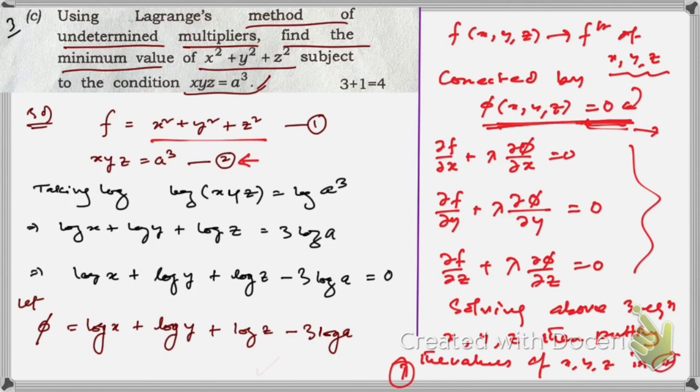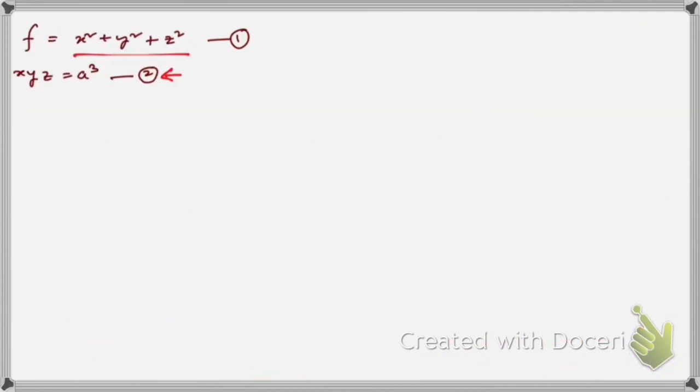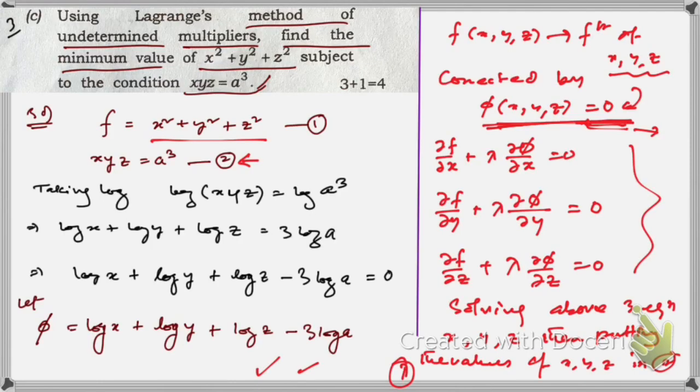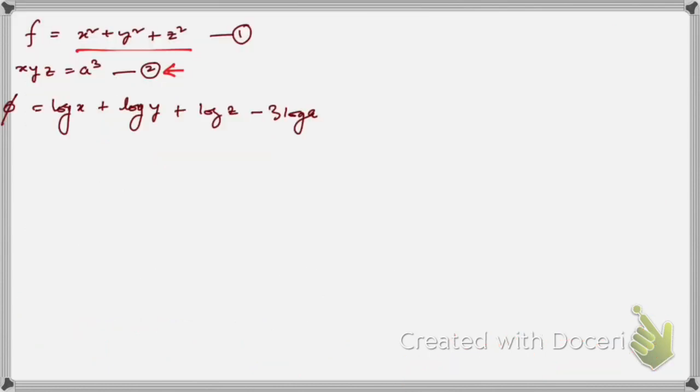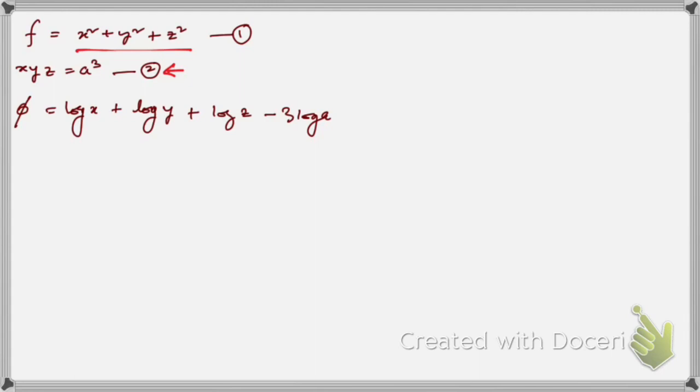So now let me copy these first two equations and this result also. Let me paste here, and also let me write the phi as well. So this is the phi. Okay, now let us find del f by del x plus lambda del phi by del x is equal to 0.